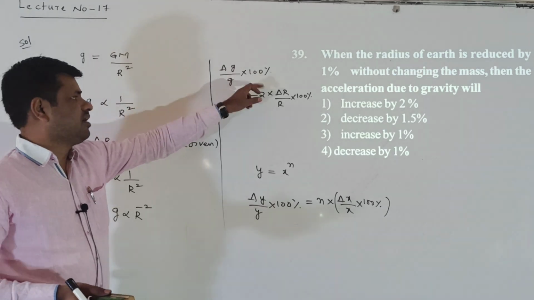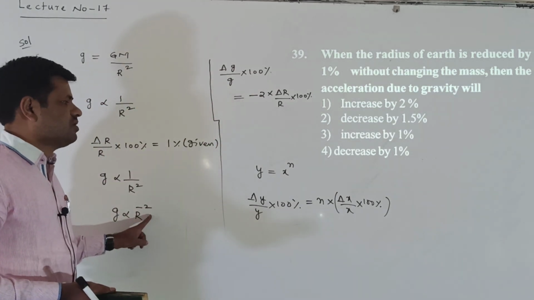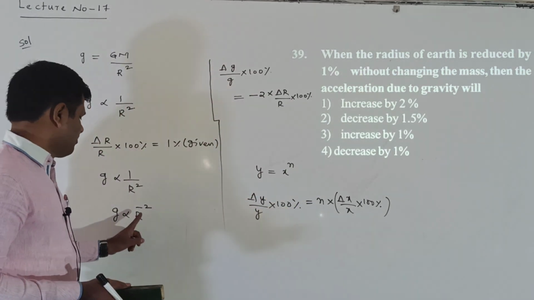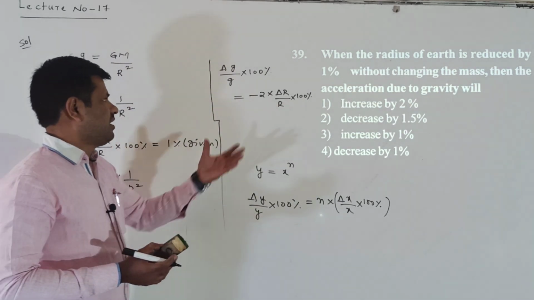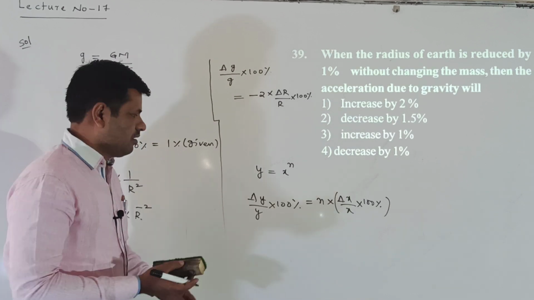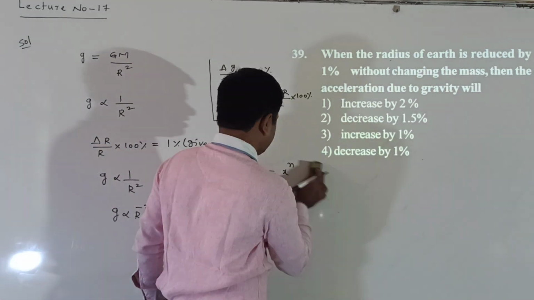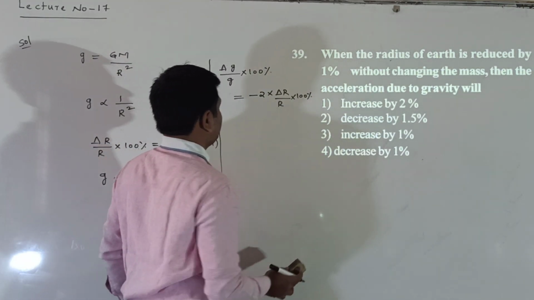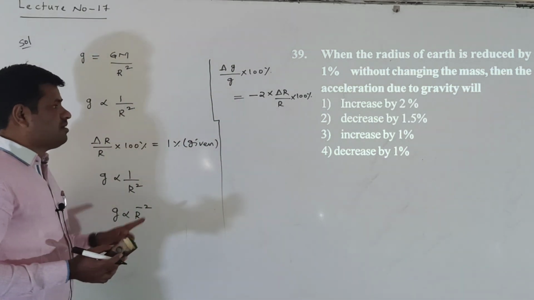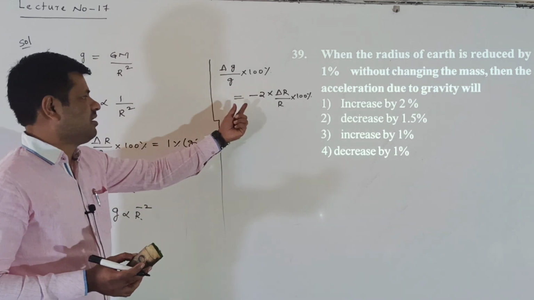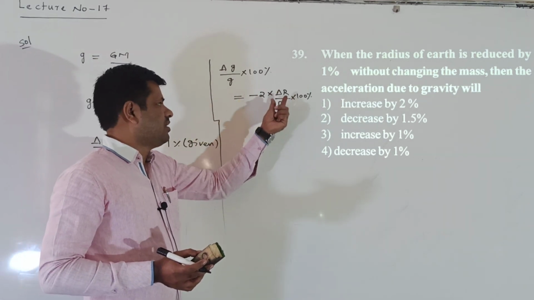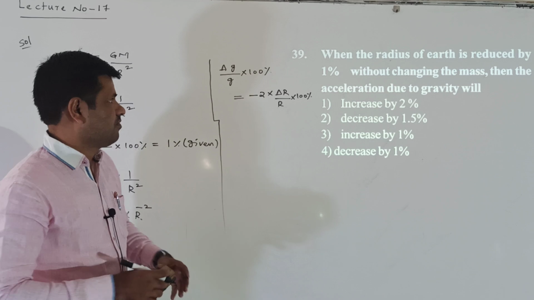delta g by g into 100% is equal to minus 2, according to this formula, minus 2 into delta r by r into 100%. Right, this you will understand clearly in the errors topic. I am just writing the formula using the error concept. Here it is delta g by g into 100%. The power minus 2 comes in front, so minus 2 into delta r by r into 100%.